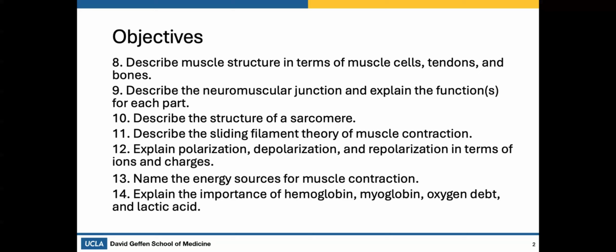Name the energy sources for muscle contraction. Explain the importance of hemoglobin, myoglobin, oxygen debt, and lactic acid.